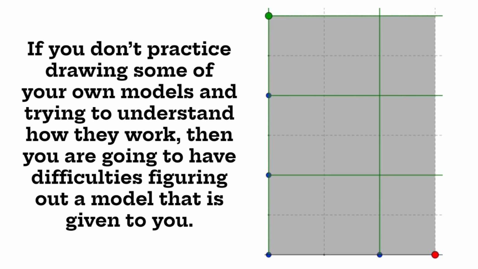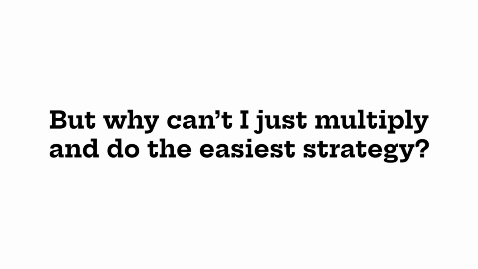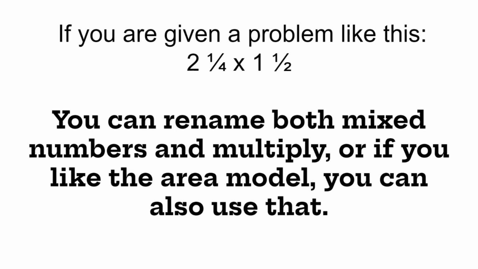And I realize that that's difficult. And right now, some of you watching this video might be thinking, why can't I just multiply and do the easiest strategy? I am not saying that you can't do that. If you get a problem that already has the numbers there for you, go ahead. You can rename them and multiply, or you can draw the model. It's up to you. I don't really have a preference what you do as long as you get it right. So if you get a problem where it's just given to you like that, heck yeah, multiply it.